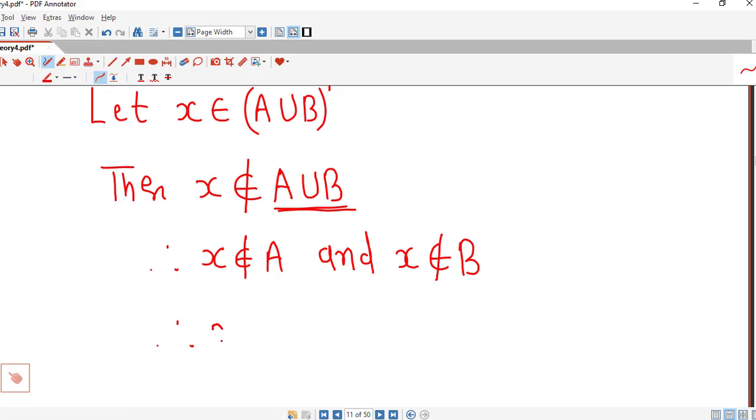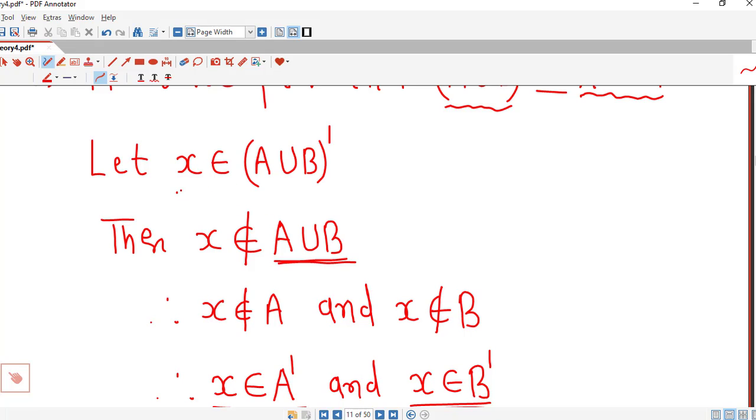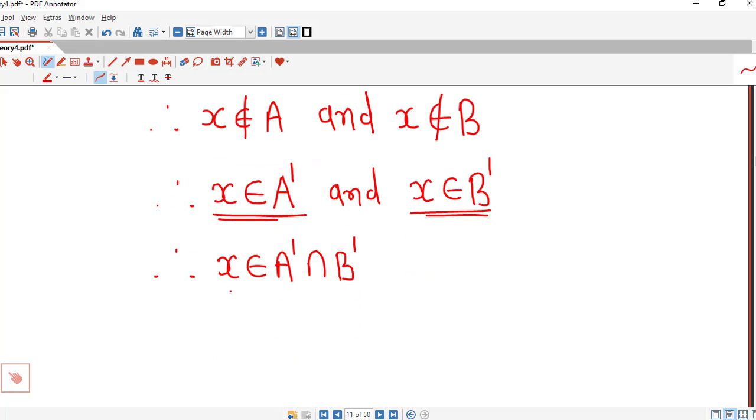Now if X is not an element of A, then X must be in the complement of A. Similarly, X is not in B implies X must be in the complement of B. Now X is present in A dash and B dash. That means X is present in their intersection, A dash intersection B dash. So we started by taking any X in this set A union B dash, and we show that X is present in A dash intersection B dash.